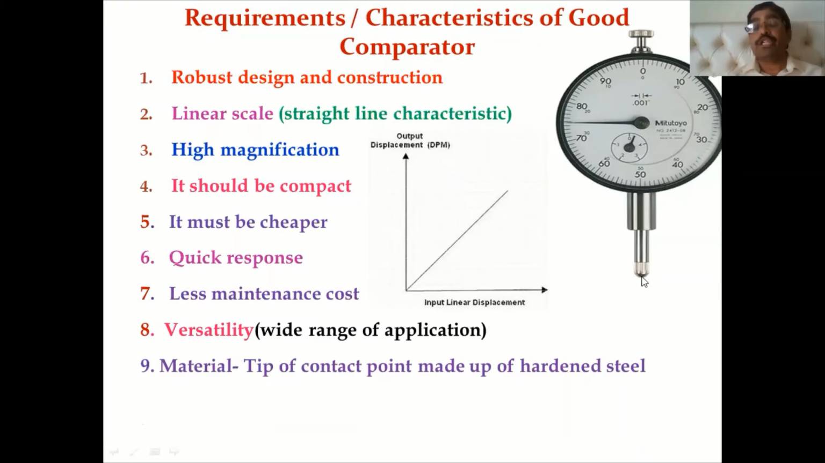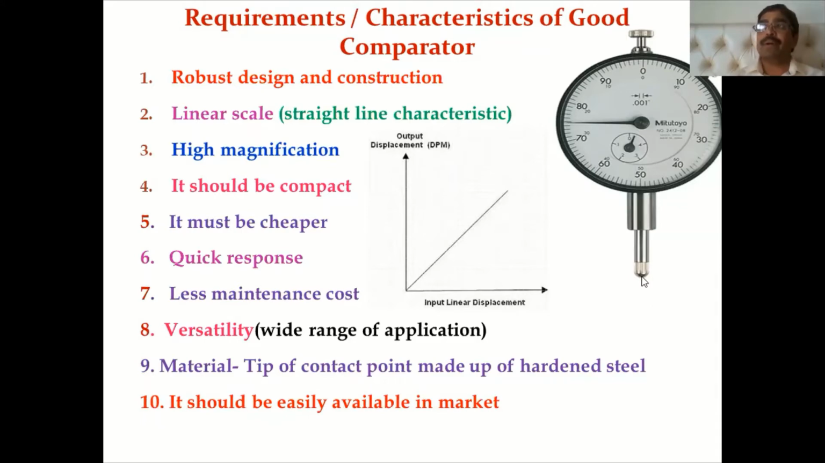Contact point is there. It should be hardened because it comes in contact with the workpiece, and so naturally wear will take place. So for that reason, it should be very hardened. Then it should be easily available in the market. Yes, naturally, whatever the comparator gives you, it should be easily available so that it will also be helpful as per the maintenance concern.